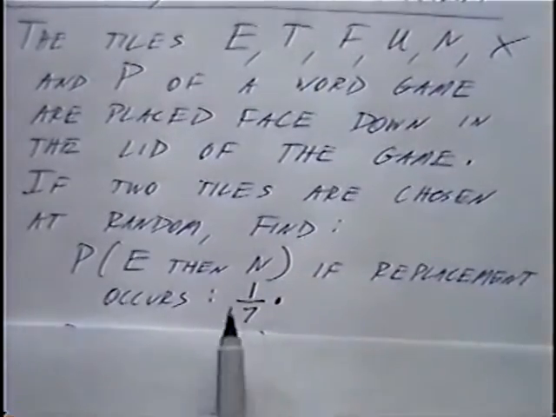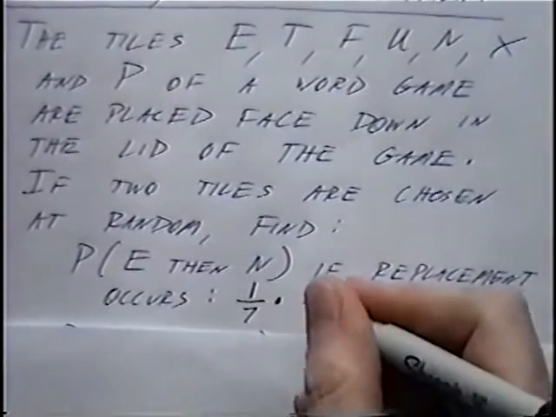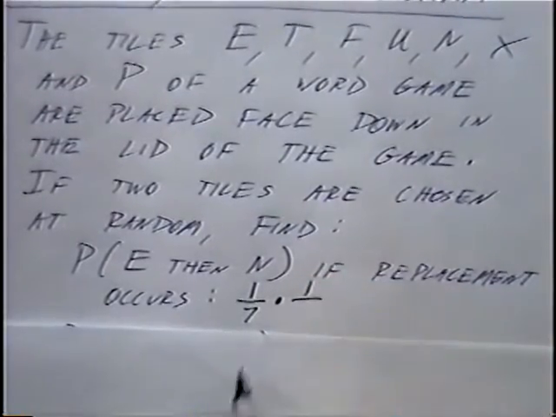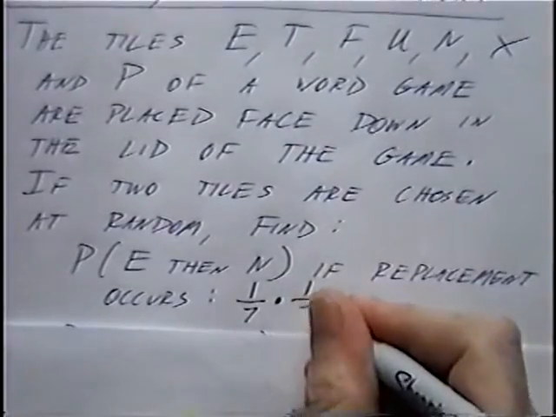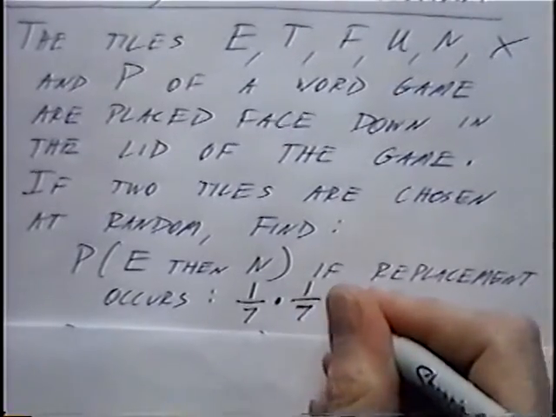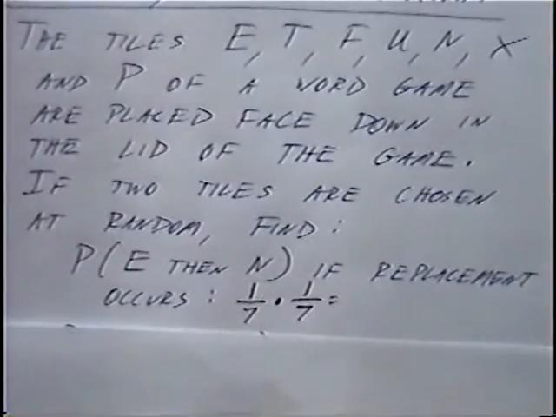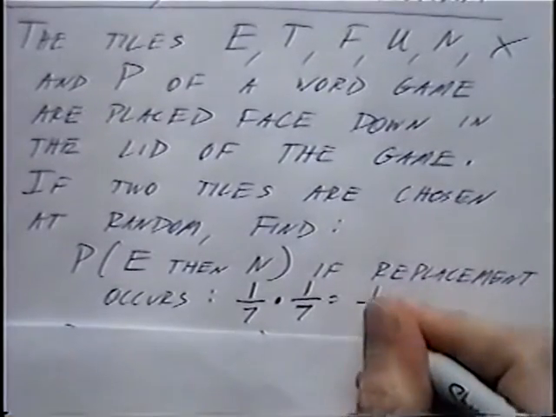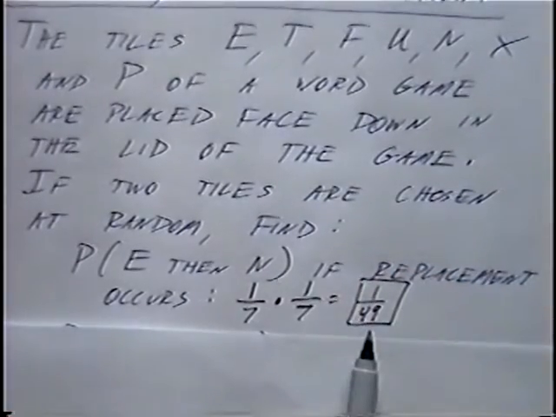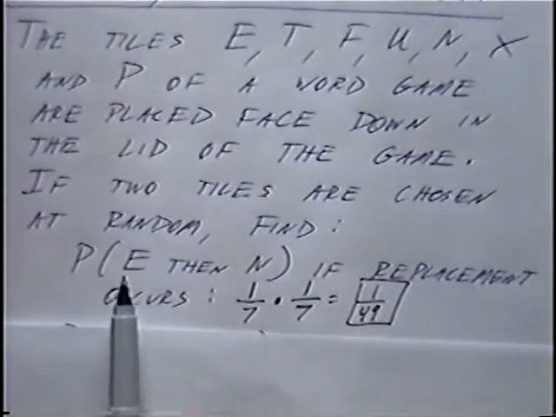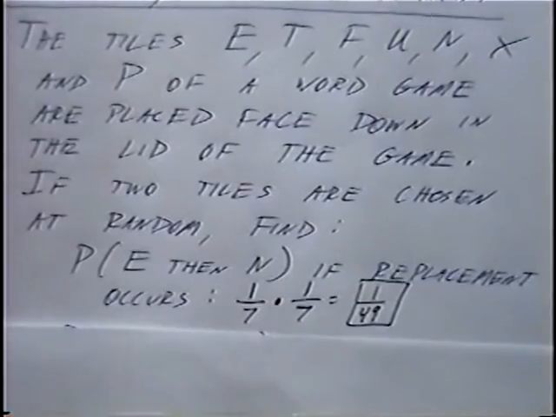Multiplied by the second probability of drawing an N. There's a single N. After we draw the E, it is replaced back in the box. So there's still 7 possible letters. So there's a 1 out of 7 chance of getting an N. Multiplying across, our final probability would be 1 over 49, which is the probability of drawing an E followed by an N.